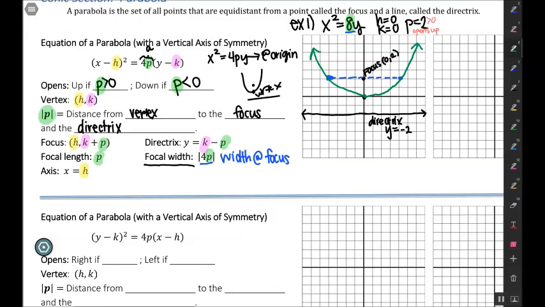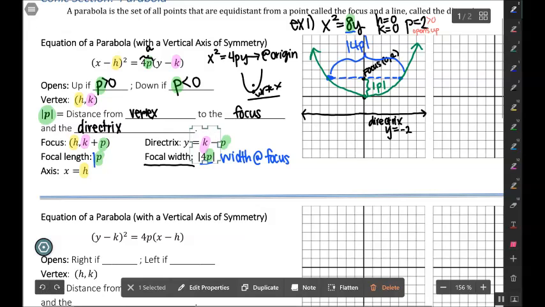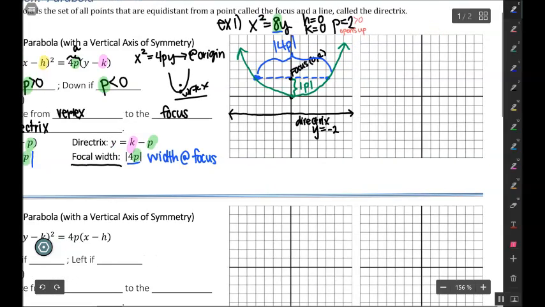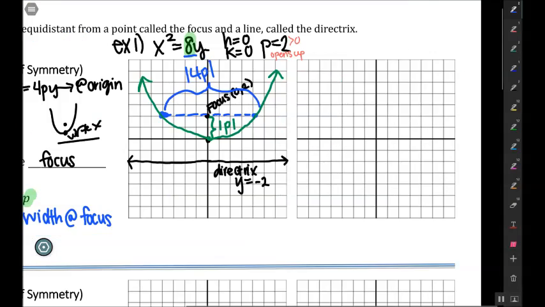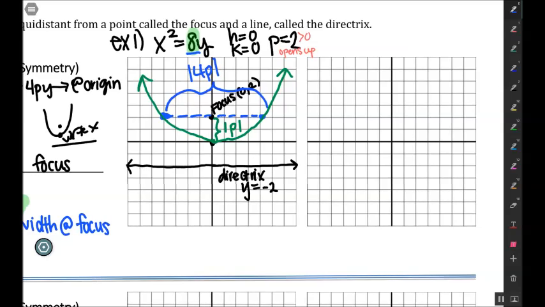There we have it. So this distance is the absolute value of p. This distance is the absolute value of 4p. So this is the focal width. The focal length is just the p, the absolute value of p. Should be an absolute value. All right, let's try when that opens down. So in this case, it's going to be negative.